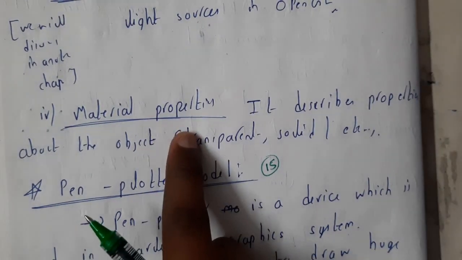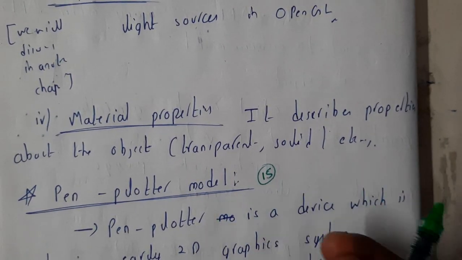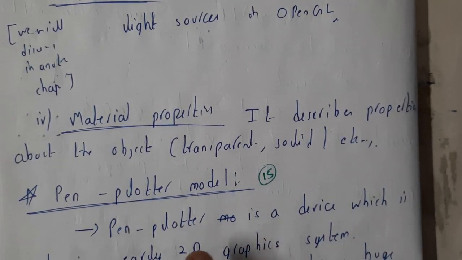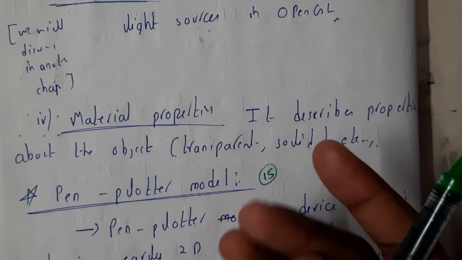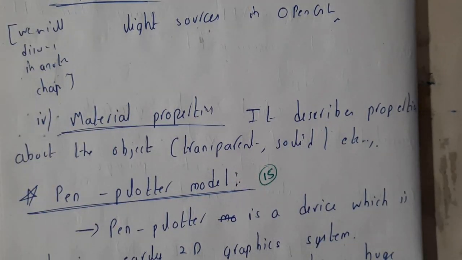We also have material properties. Material properties describe the properties of the object, whether it is transparent or solid or translucent, like that. These are all the topics which we will be discussing in our further lectures.